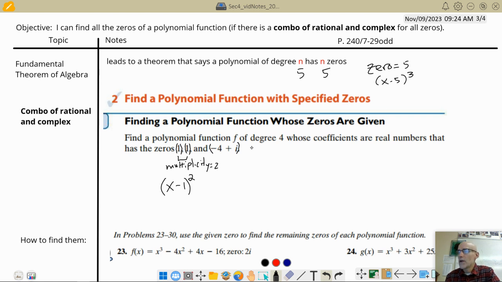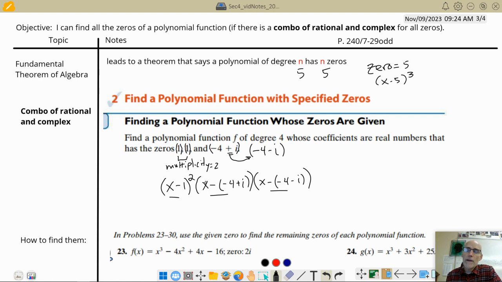And then they give us this one right here, and that one would have a partner that would come with it. It always comes with a partner. So -4 minus i is its partner. All you do is change the sign in between the real and imaginary part to make its complex conjugate. So what does that mean? Well, that means that we would have x minus (-4 plus i), and then we have x minus (-4 minus i) for our other factor. So these are our factors for our polynomial, okay?